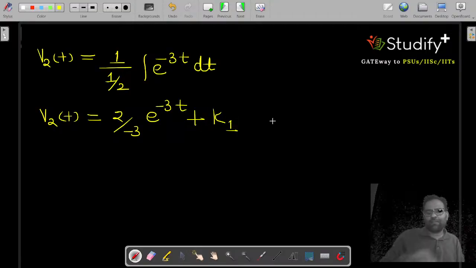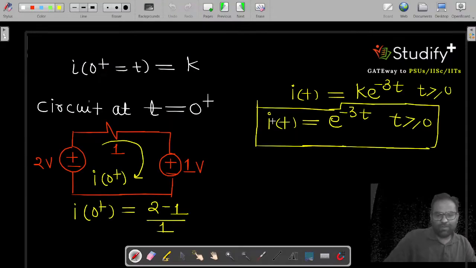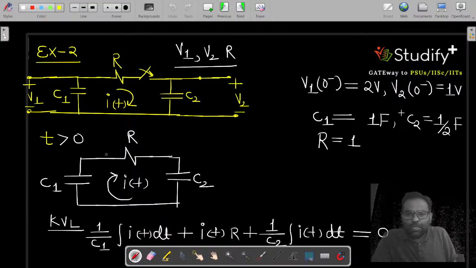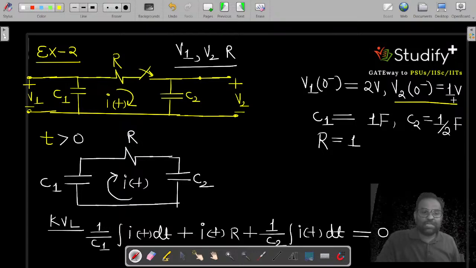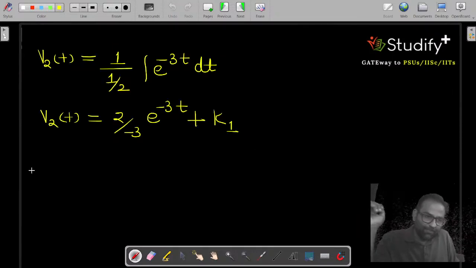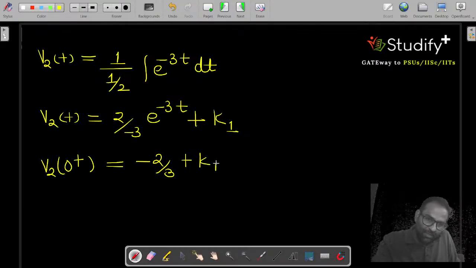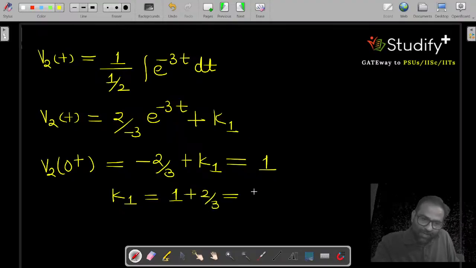Let me write this constant as k1. Now we have to find the value of k1. What is k1? What is the initial voltage of capacitor number 2? The initial voltage of capacitor number 2 is 1 volt. It is already given. We don't need to calculate it. So to calculate the initial condition, we have to calculate V2(0+). And what is V2(0+)? Minus 2 by 3 plus k1. And V2(0+) is already given. This value is 1 volt. So what is the value of k1? The value of k1 is 1 plus 2 by 3, which is equivalent to 5 by 3.